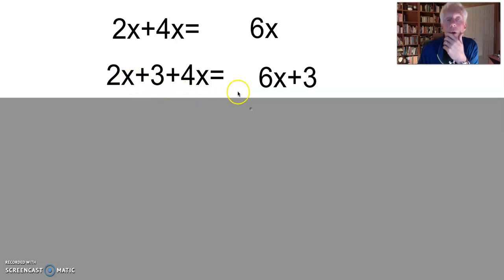They go together to be 6x, and the stragglers, or constants, can come along and be with us. So that's 6x plus 3. And when we do math, you'll see this is a little bit longer. That's a little bit easier. That's why we combine terms, to make your life easier.